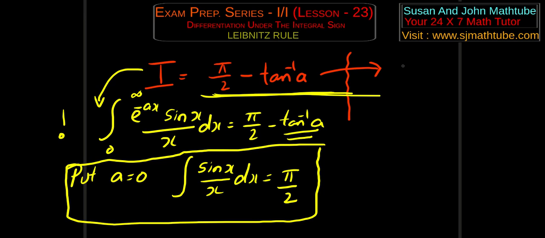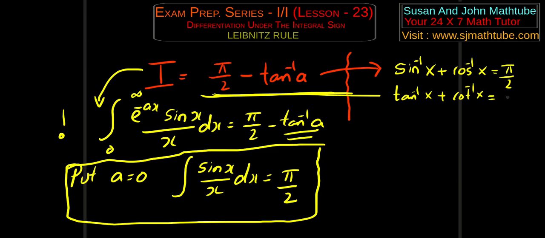Do you know, in class 11, when you learn trigonometric inverse, you learn some awesome formulae like sin inverse x plus cos inverse x is equal to pi by 2. Tan inverse x plus cot inverse x is equal to pi by 2. And sec inverse x plus cosec inverse x is equal to pi by 2. It's awesome because it's very easy to study.